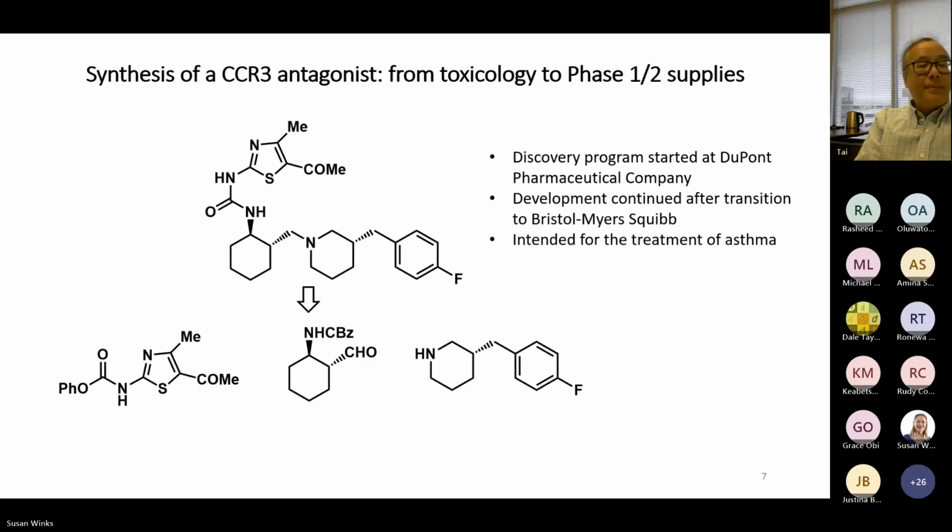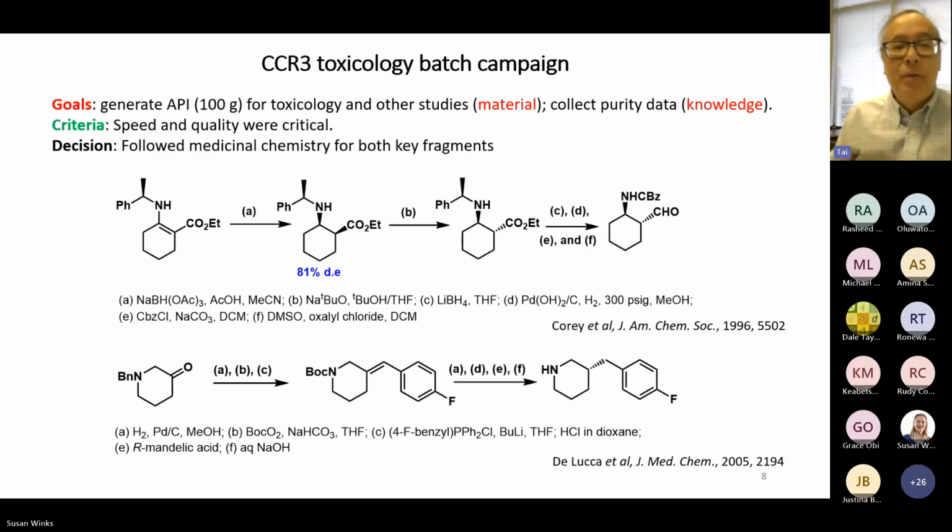Now we are getting into the toxicology batch campaign. So the goals are obvious. We have to make enough material for toxicology and other studies, including formulation. And we have to collect a lot of purity data to understand the purity profile of the drug. The criteria for measuring success in this case is definitely the speed of development, the speed of scale up, and the quality of the drug substance being made.